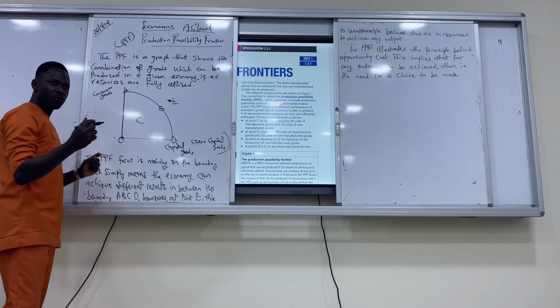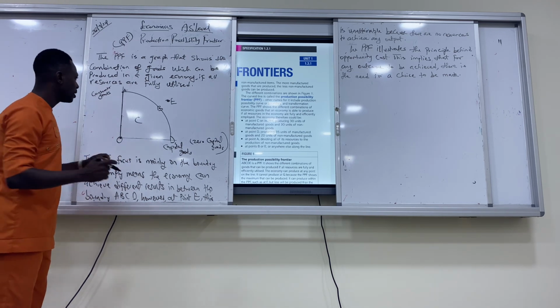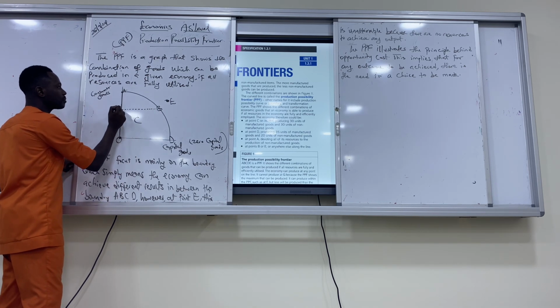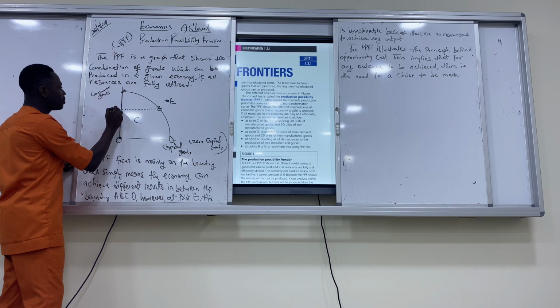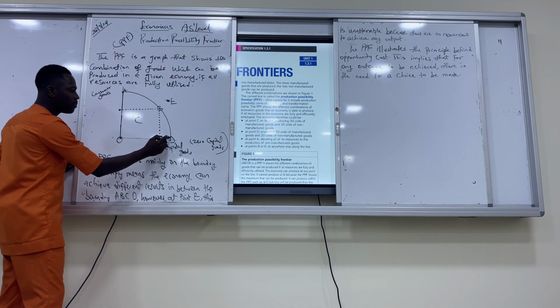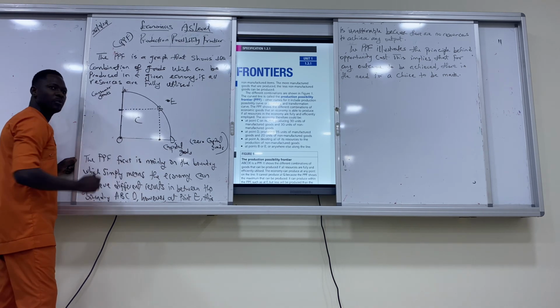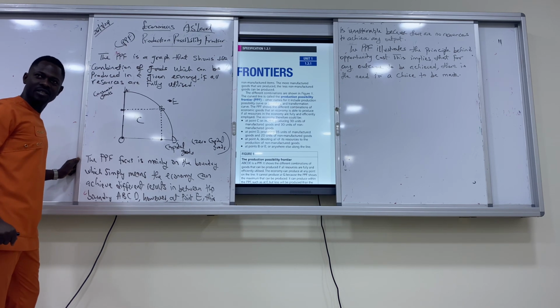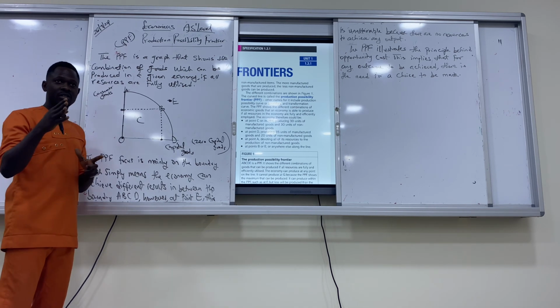Then, if we have to combine both goods, then we can produce at B. Production at B means we can produce at this point and at this point. So that means we can produce capital goods at this point, consumer goods at this point. We combine. Do we get it, please? You don't? Okay.